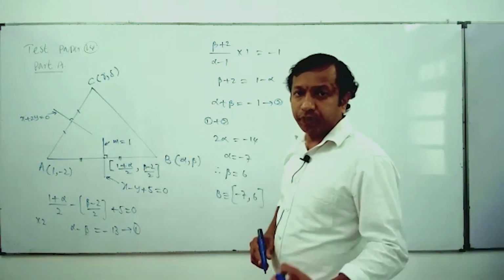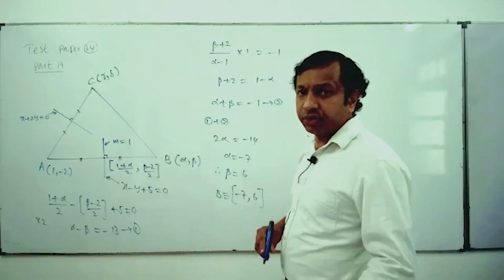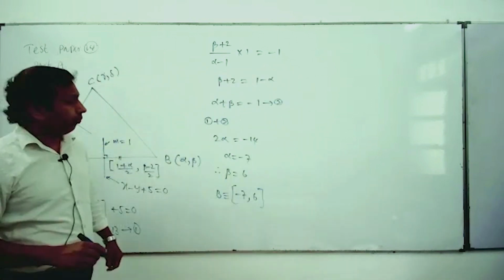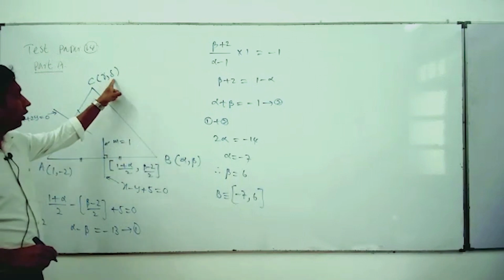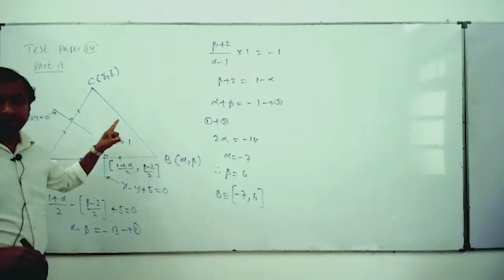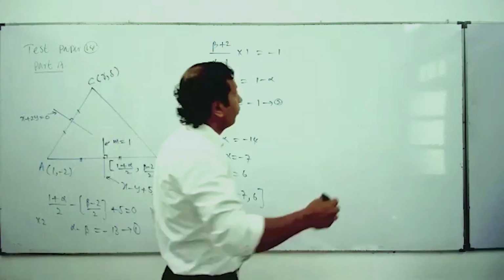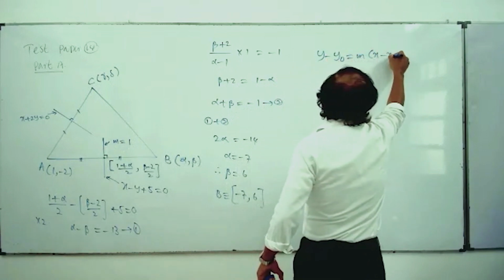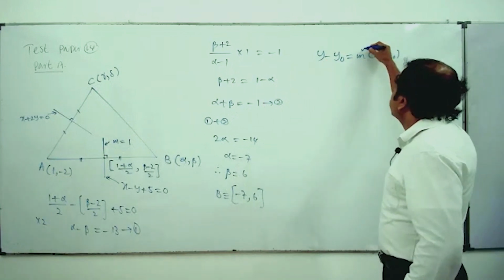Gamma and delta we know. Both B and C now we know. Then how to find the equation of BC? Since we know the coordinates of C and B both, take the difference of y coordinates divided by the difference of x coordinates, and find the gradient of BC. Then use y minus y naught equals m times x minus x naught. Use this gradient we just found.